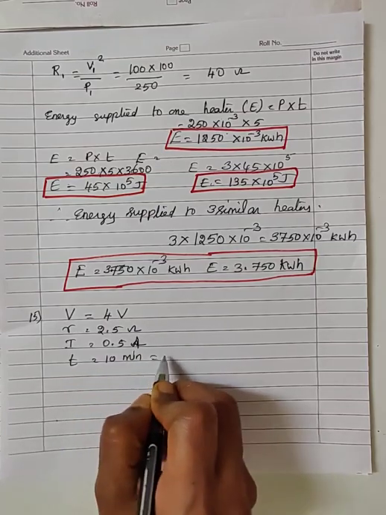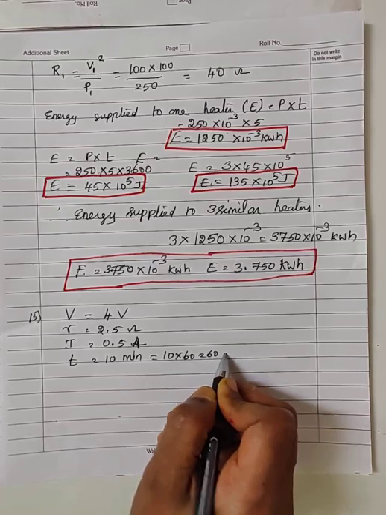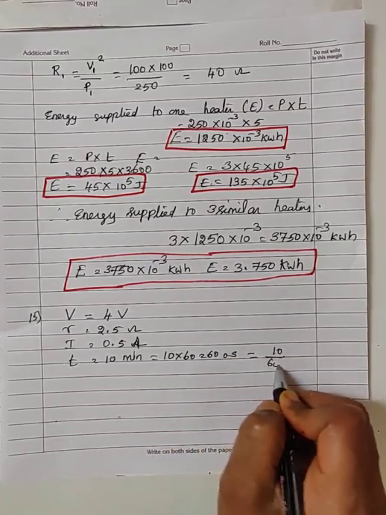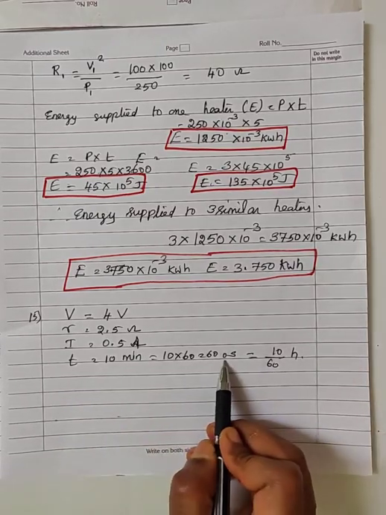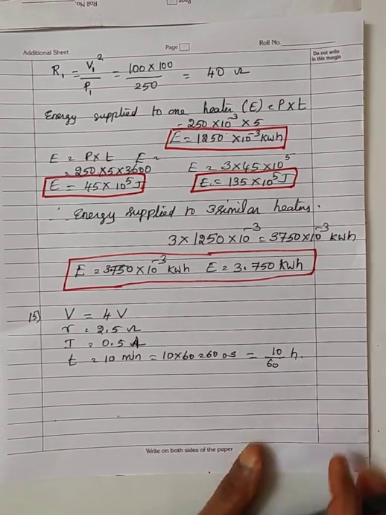The SI unit of time is second. So 10 into 60 is equal to 600 second. In hour, I can write divided by 60, 10 by 60 hour. That is, I have expressed 10 minutes both in SI unit, that is in second, as well as in hour. You are asked to calculate energy.